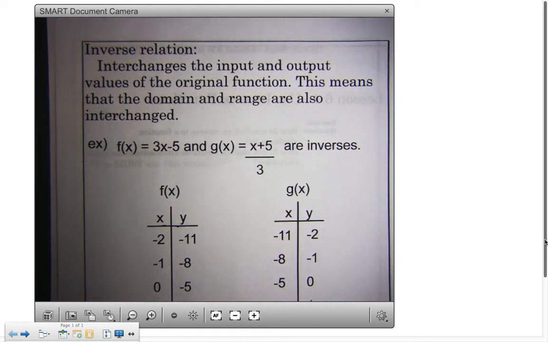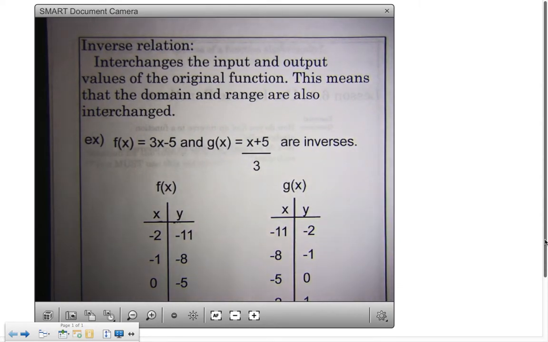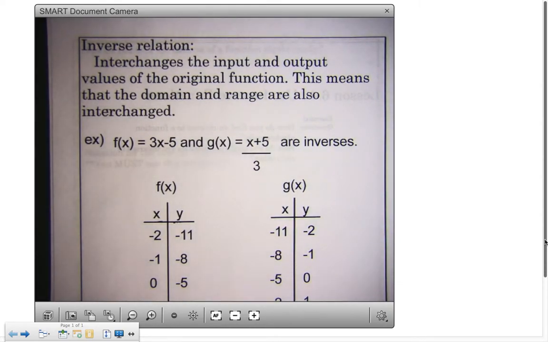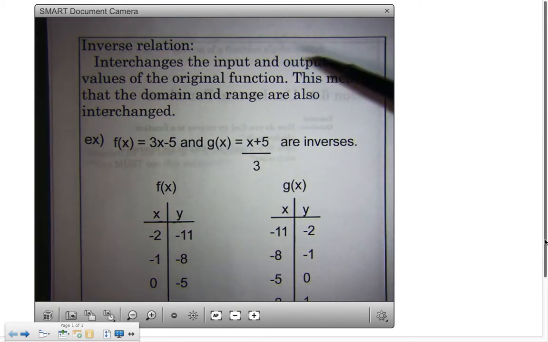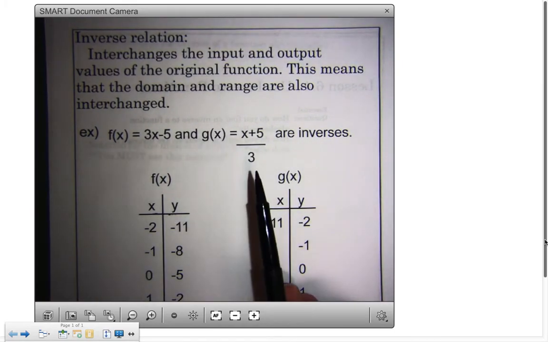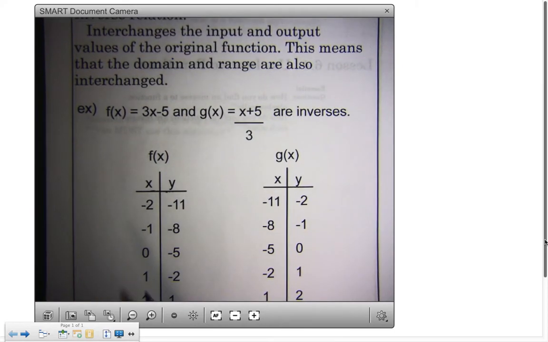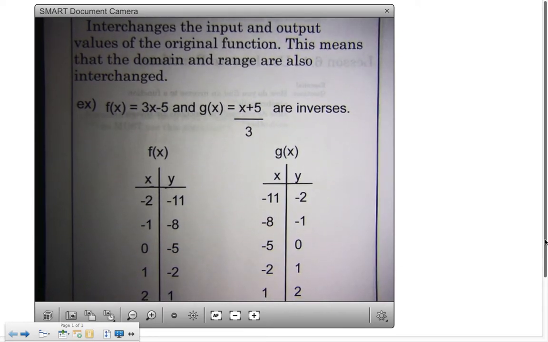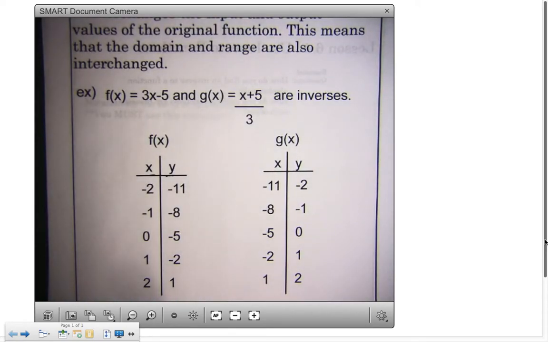Alright, when we talk about inverse relations, we're looking at two separate relations, one where the input and the output have been reversed. You'll have an original function, and then we will find its inverse. And if you look at a table of values, the inputs and the outputs will be reversed.